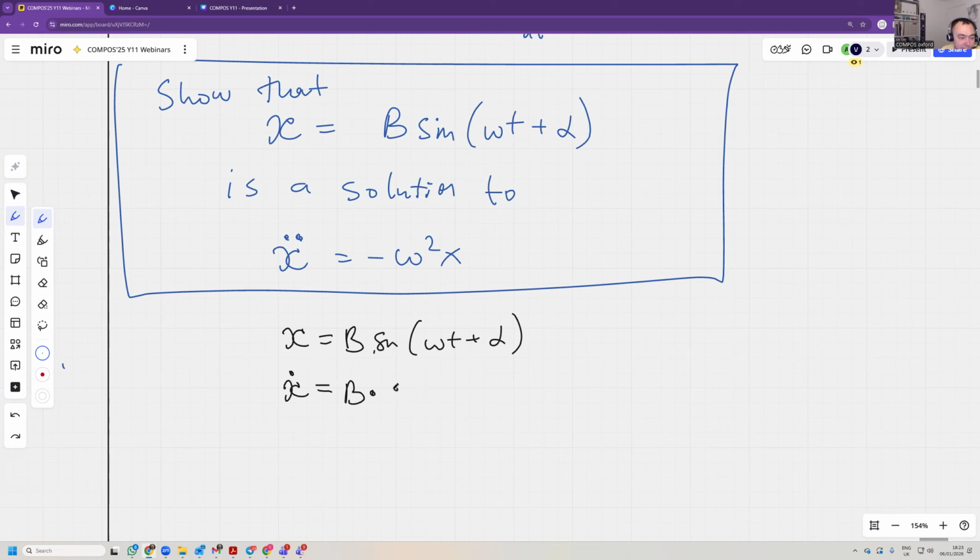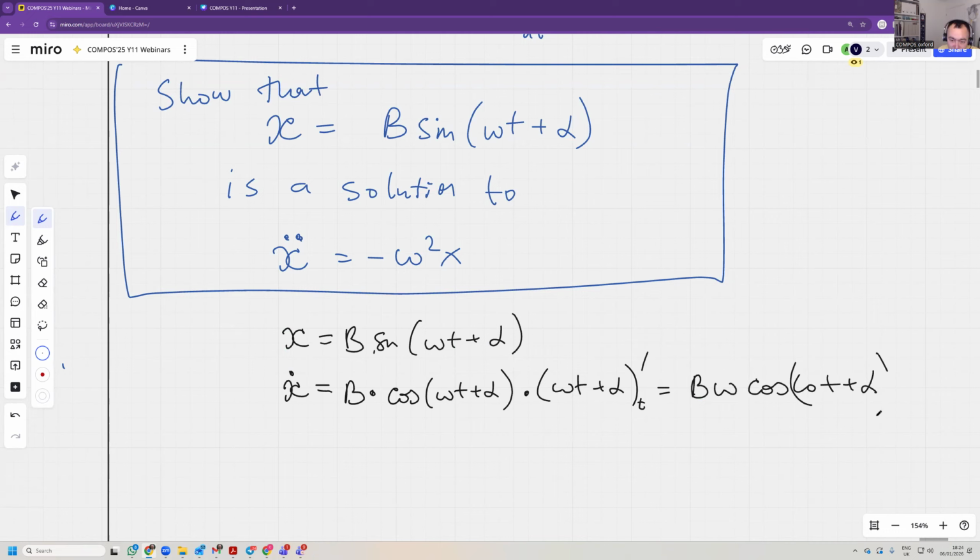cosine omega t plus alpha multiplied by the derivative of that, omega t plus alpha dash. But the derivative of that is simply omega because we're differentiating with respect to time. So it's going to be b omega cosine omega t plus alpha.